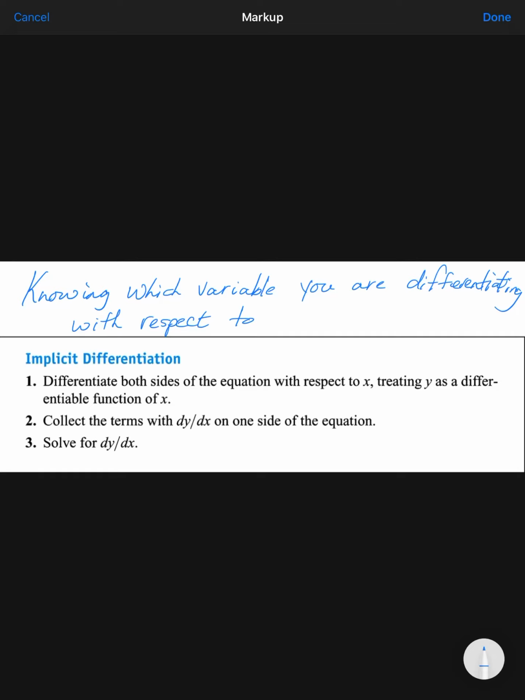The information below says with implicit differentiation, first, differentiate both sides. Next, it says differentiate with respect to x. The only way you look at this and say you're differentiating with respect to x is because in your derivative layout, x appears in the denominator. If that was the other way around and it said dx dy, then you would be differentiating with respect to y.